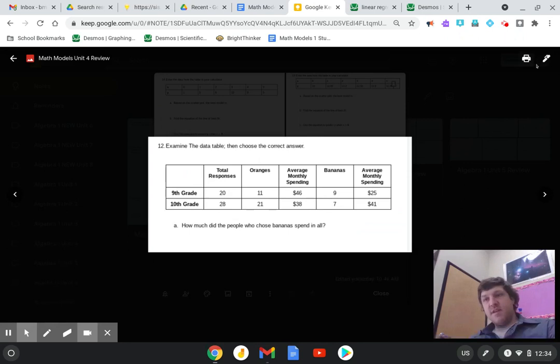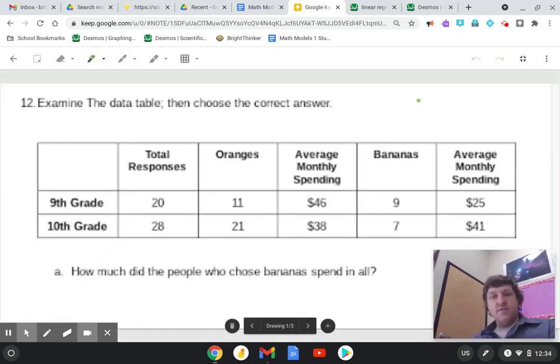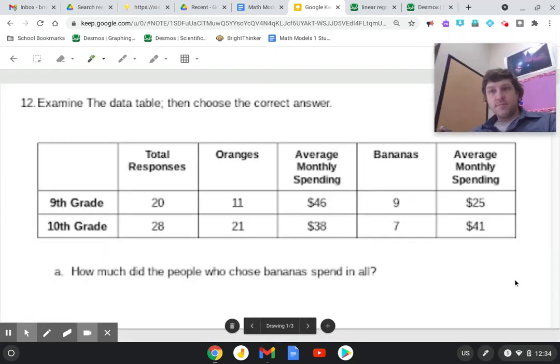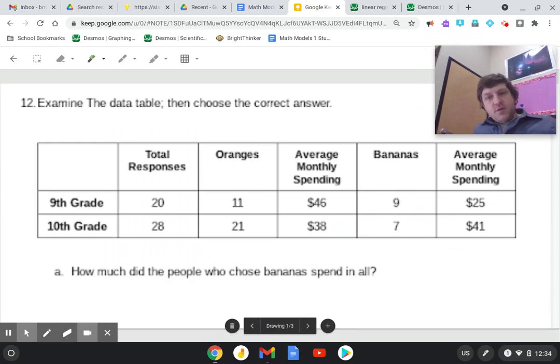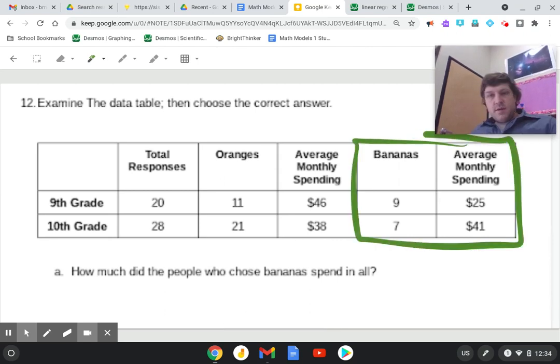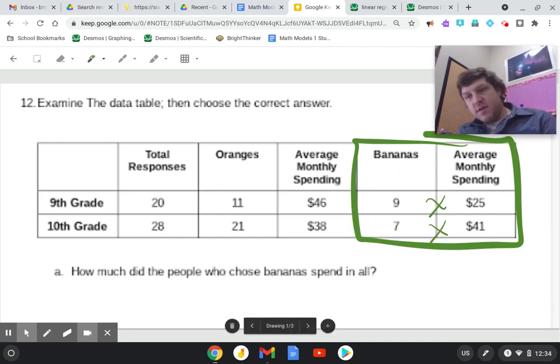Number 12 is not a regression line. This is just using the data in this table. It says here we have some 9th graders, 10th graders. They have oranges and bananas in this monthly spending. You did a lot of these examples in the unit. How much of the people who chose bananas spend in all? So that's going to be this section of the table. And we're going to be multiplying those numbers. So 9 times 25 and 7 times 41. And we're going to add those answers together.